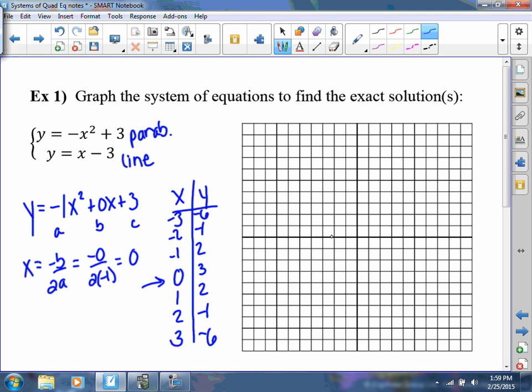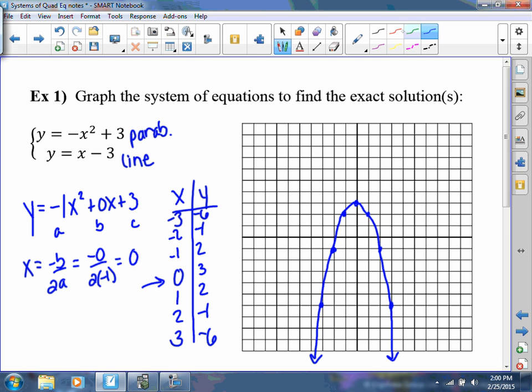We've got negative 3, negative 6, okay, and then we have negative 2, negative 1, and then negative 1, 2, 0, 3, 1, 2, 2, negative 1, and 3, negative 6. So there's where my parabola is going to go. Now we can just connect it with a solid line. We don't have to do a dashed line. We don't have to shade.